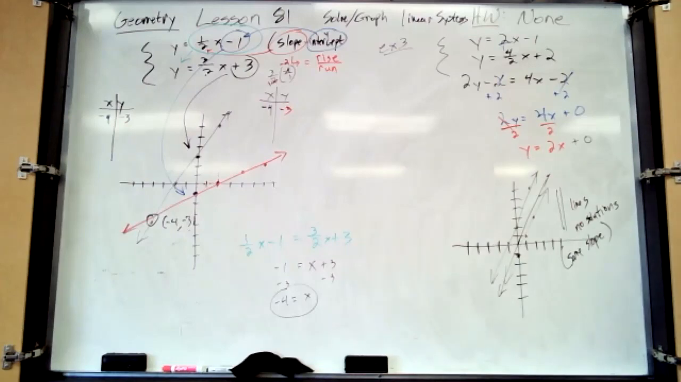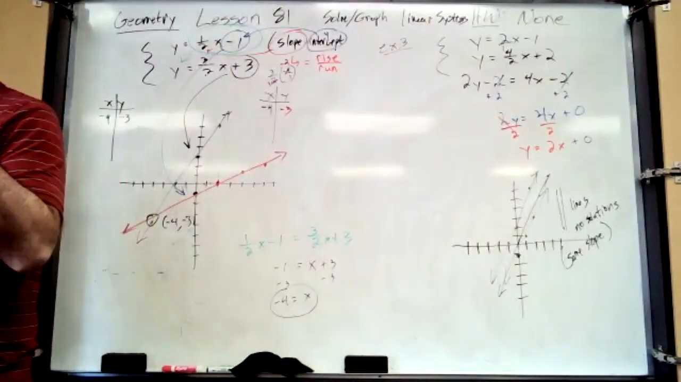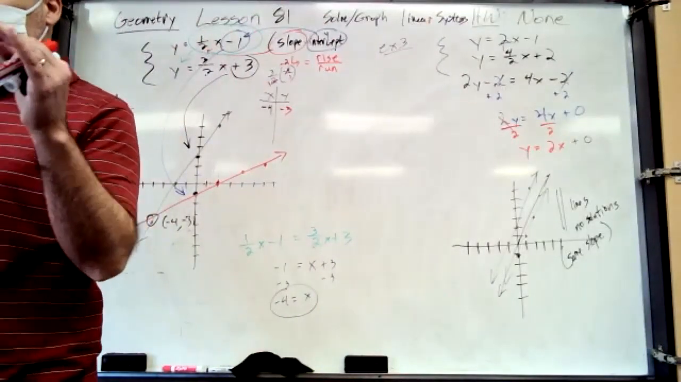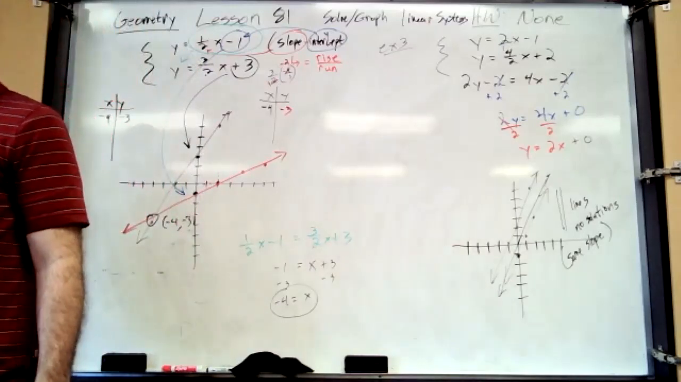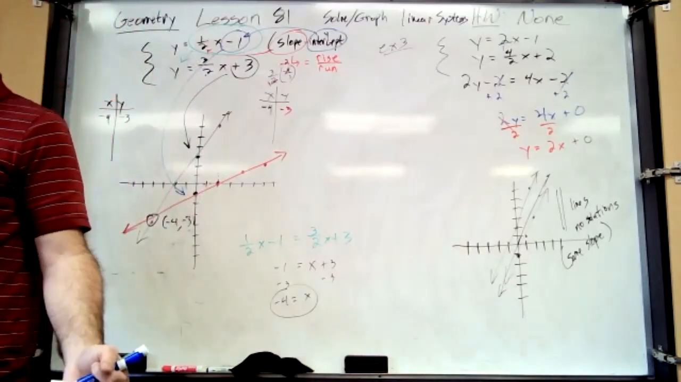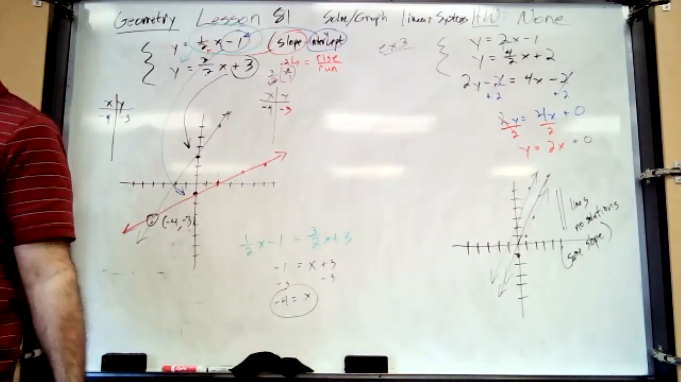Now you don't have to go through all that work, because as soon as you identify the slopes, look to see if you have parallel slopes. If you have parallel slopes, the same slope, then you don't have to do any work. You're done. Just say no solution.